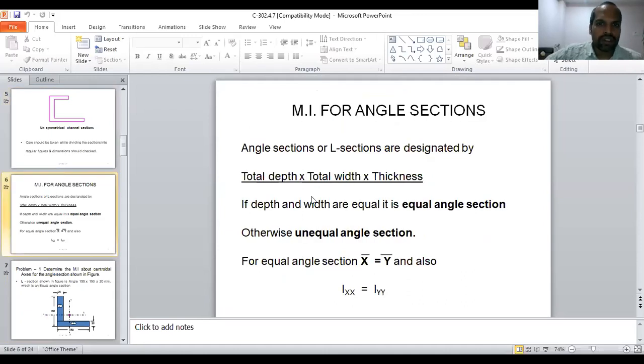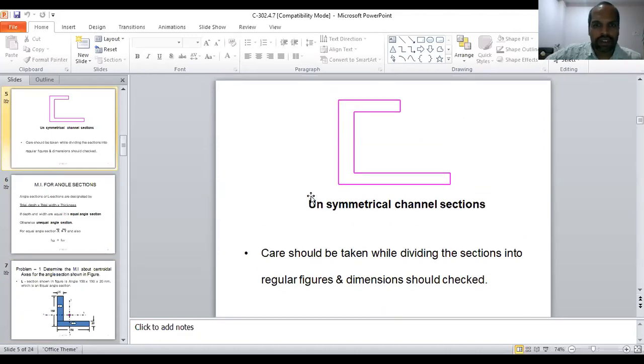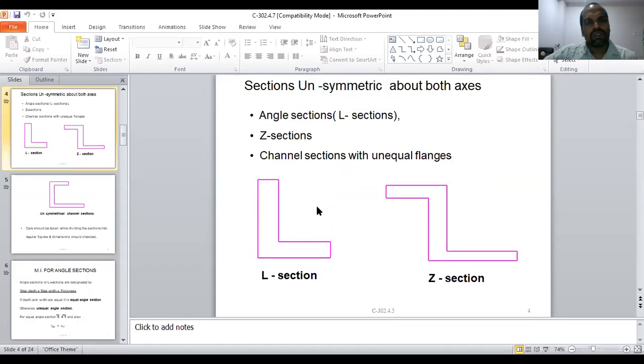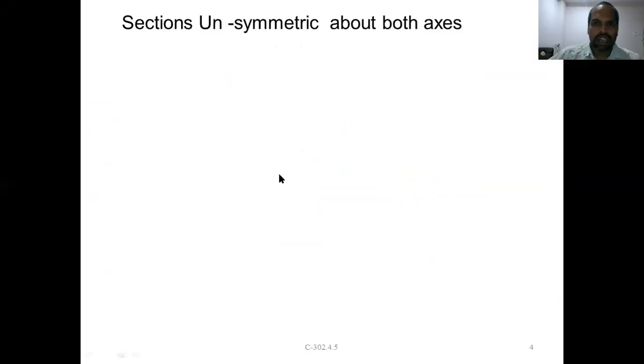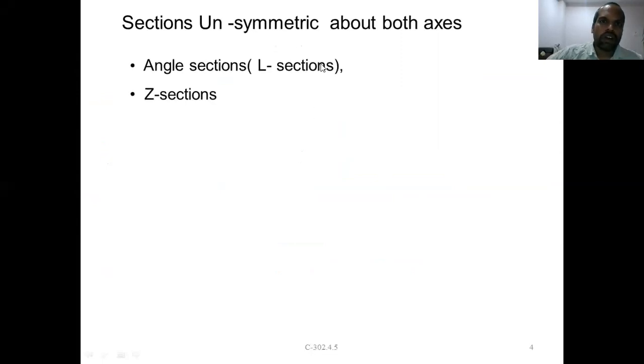Moment of inertia of angle sections. One more thing I want to say: for sections unsymmetric about both axes, the only additional effort required is the calculation of centroids. The remaining part is not an issue. Only the calculation of centroids will be a little bit difficult and lengthier. Otherwise everything is the same. We already discussed in the centroid topic how to calculate centroids when the section is unsymmetric about both axes. We have already discussed everything, right? For Z sections also we have calculated centroids.